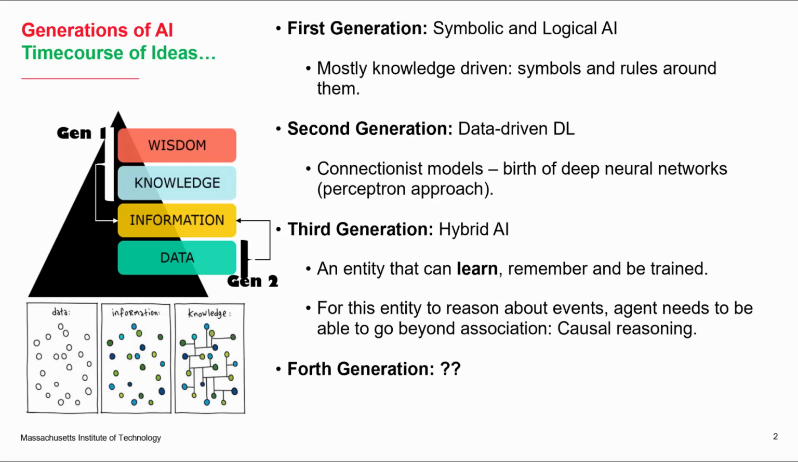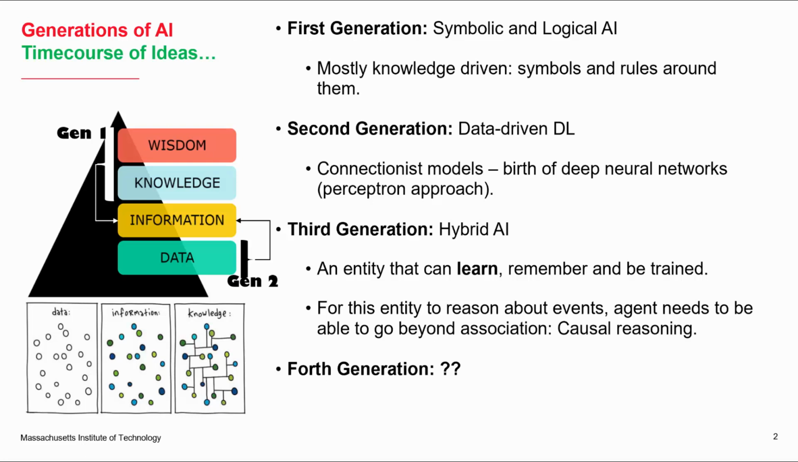When we compare these first two generations, we can observe that each addresses one particular type of intelligent behavior and they are not necessarily independent of each other. However, due to their different approaches, one empowered with mathematical symbolism and the other with data, it's quite natural to think of yet another generation, the so-called third generation of AI, which is commonly referred to as hybrid AI. It's an entity that can learn, remember, and be trained.